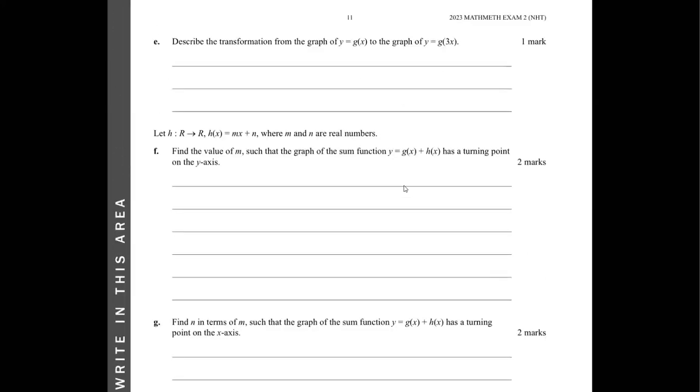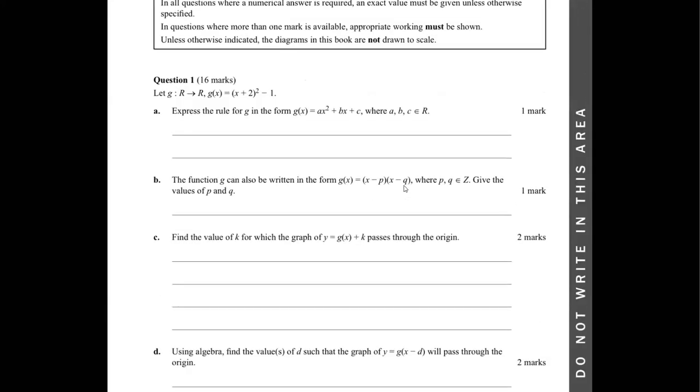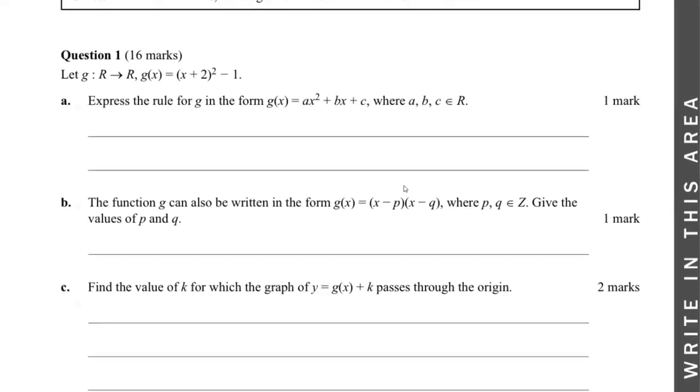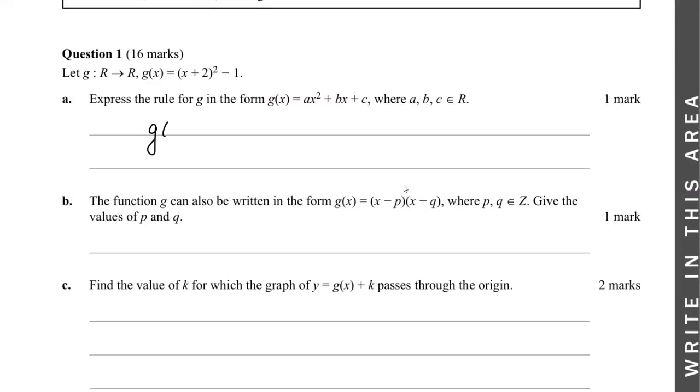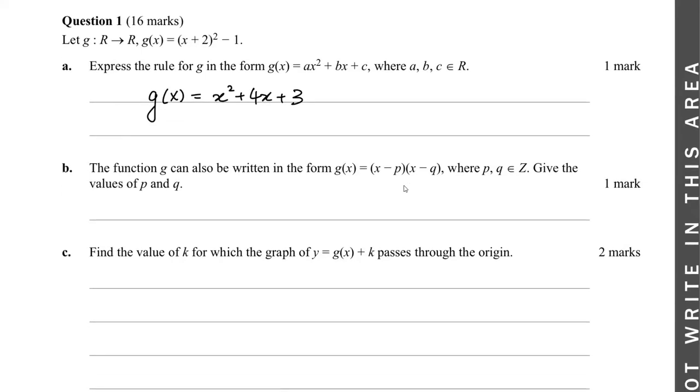Right, first question. Oh, starting with a quadratic function, excellent. Express the rule of g in the form g of x equals ax squared plus bx plus c. Well, to be honest, you can just button press. You can say g of x is x squared plus 4x plus 4 minus 1, which is plus 3, okay? Expanded form. Use your CAS to expand, that's fine.